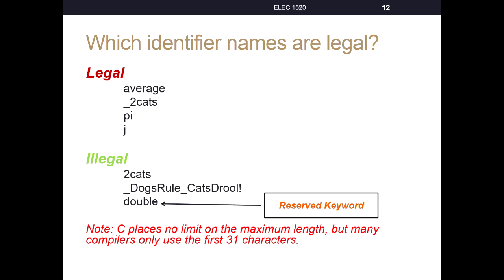And there's really no limit to how long you make your identifier names, but you want to remember, depending on the compiler you're using, sometimes it will only look at the first 31 characters. So if you have names that are very similar in the first 31 characters, you want to look up and learn something about your compiler to see what it recognizes.